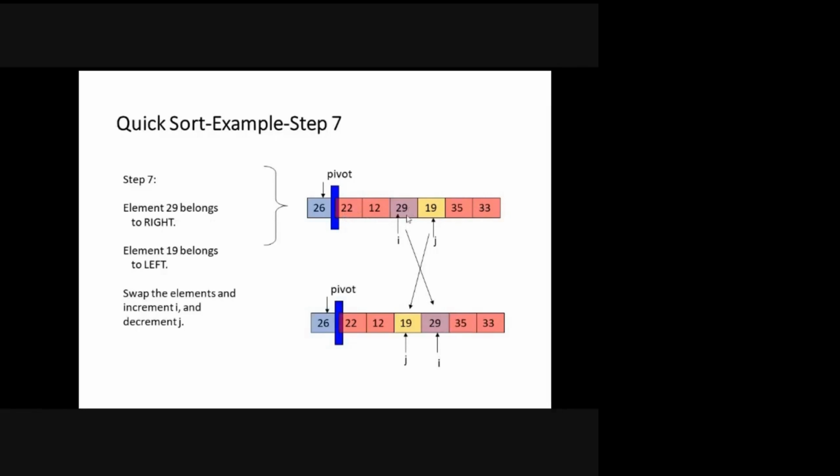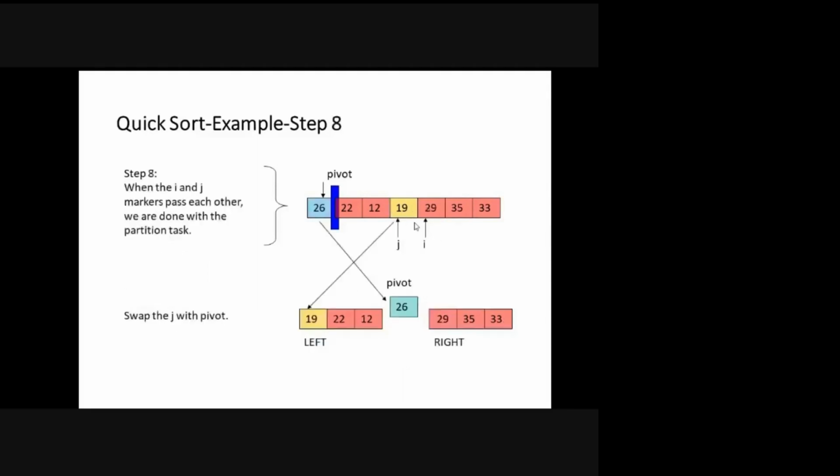Now what happens? Your i is at 29 and your j is at 19. Now again i will be incremented and it will go here, and your j will move this side. In one way I can tell you that if i and j cross, that means the index of i will be greater than the index of j. In other words, both cross. In that case, the comparison will stop.